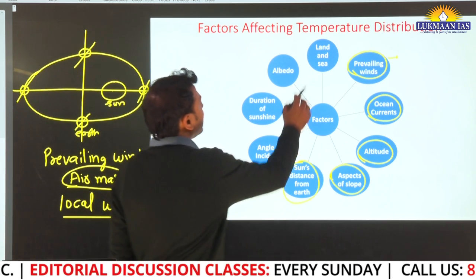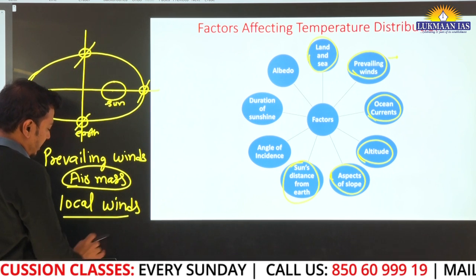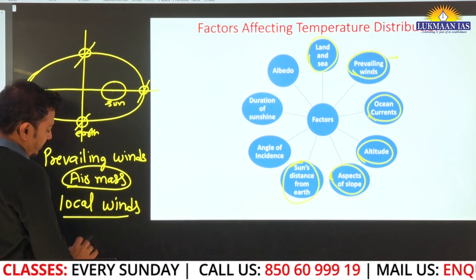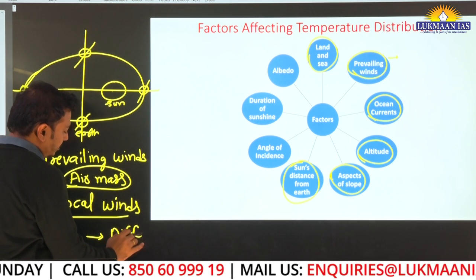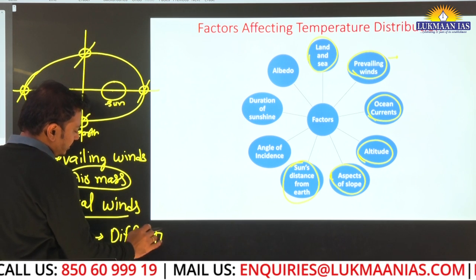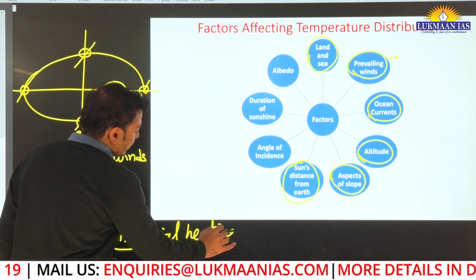Then there is land and sea. So land and sea breeze are there, or simply land and sea, how does it influence? It influences because of differential heating and cooling of the land and sea. Differential heating and cooling.